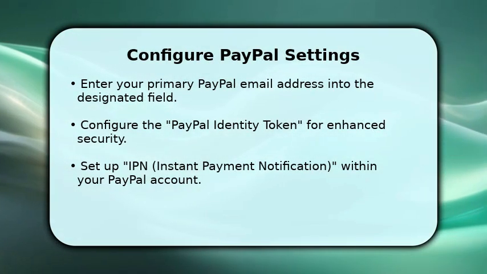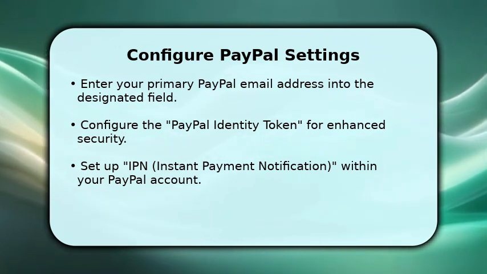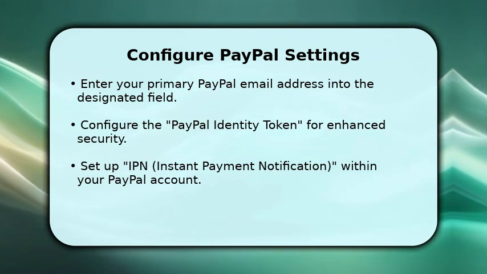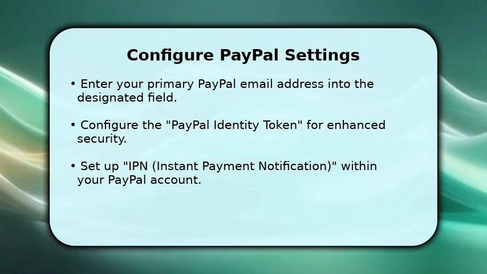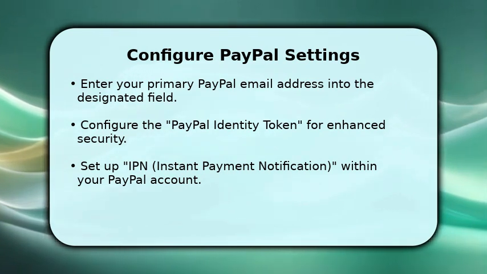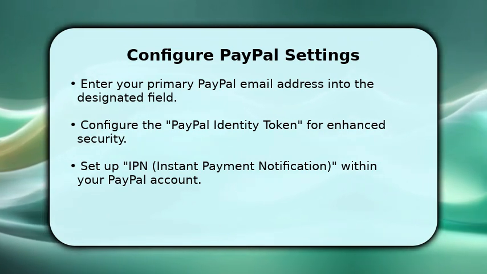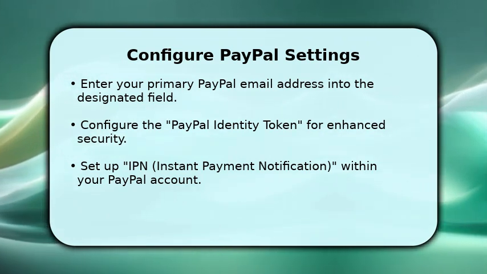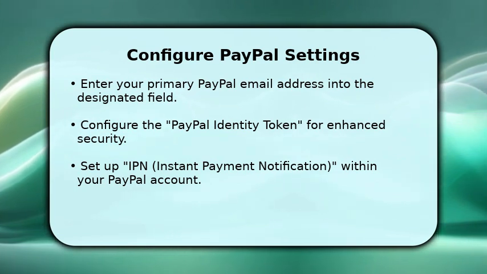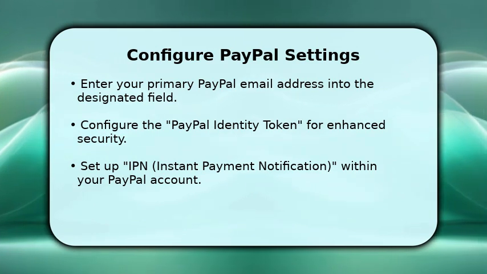Next, it's time to configure your PayPal account details within WooCommerce. You'll need to enter your main PayPal email address in the provided field. For added security, configure the PayPal identity token, which helps verify transactions. Also, ensure you set up Instant Payment Notification, or IPN, within your PayPal account. This allows PayPal to communicate transaction statuses back to your WooCommerce store automatically, ensuring smooth order processing.